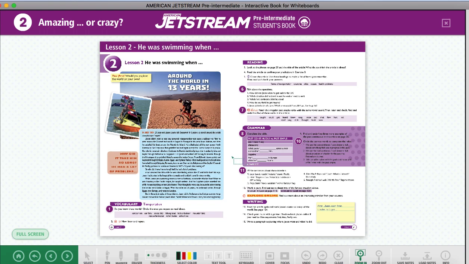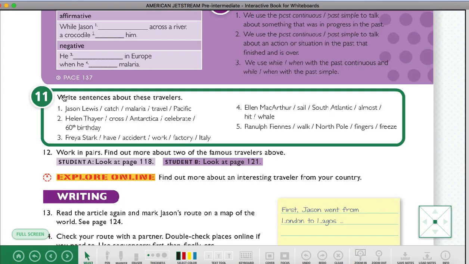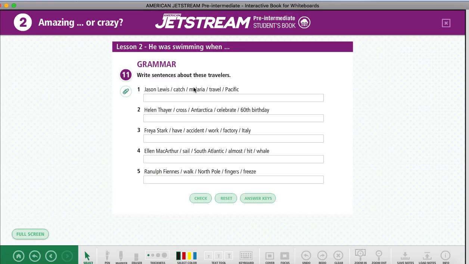And the next exercise you will do is the exercise 11. Write the sentences about these travelers. Okay? For example, here we are talking about Jason Lewis. The verb is catch. Malaria is the disease. And travel in Pacific. Those are some parts of the sentence that you have to join. Remember to add the verb be. For example, could be Jason Lewis was catching or caught. It is progressive or simple past. Okay? What do you think?